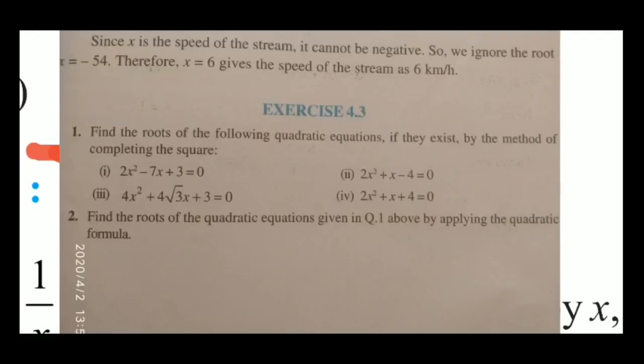In the same way, we can find the rest of the part of question number second by using the quadratic formula. Now, I am going to start question number third.